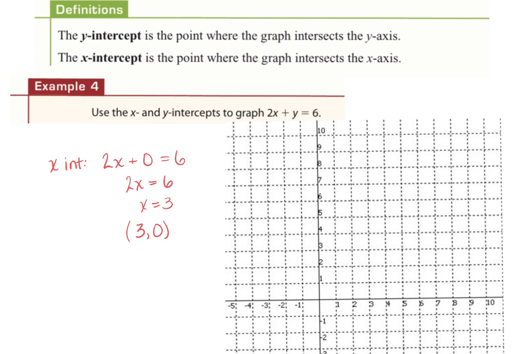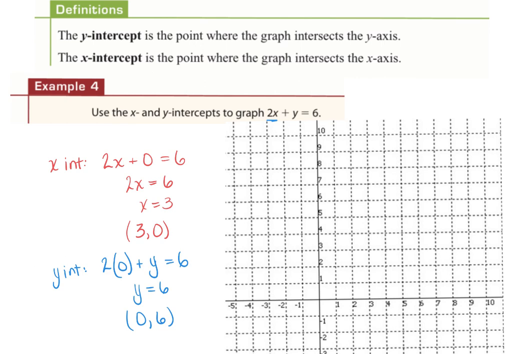That is my x-intercept. If I want to find my y-intercept, I am going to make my x value 0. So now I'm going to make this x value 0. 2 times 0 plus that y equals 6. Well, that's just 0 plus y equals 6, so y equals 6. Which means my x was 0, my y is 6. When you find your intercepts, you have found 2 points on the line, which means you can graph it.